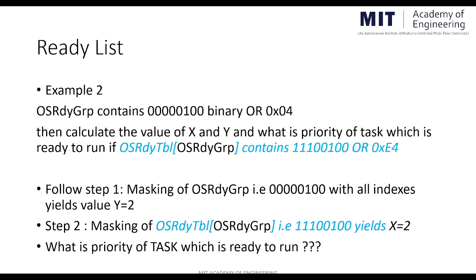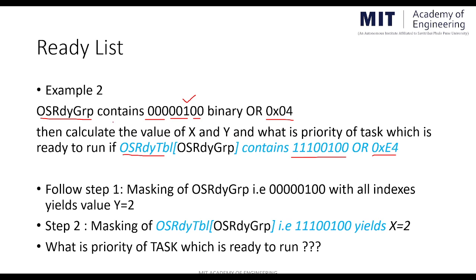Example 2 says that the value of OSRdyGrp contains the value 00000100 binary or 0x04 hex. This value indicates that there is only one group that is ready to run from the OS ready table. Then calculate the values of X and Y and the priority of the task which is ready to run if the OSRdyTbl value contains 11100100 or in hex 0xE4.